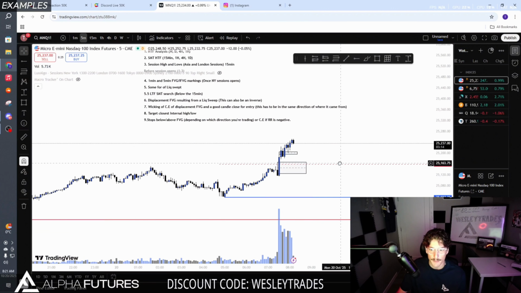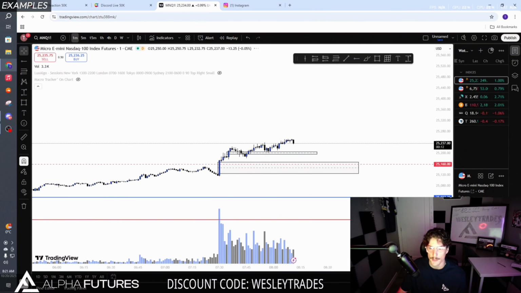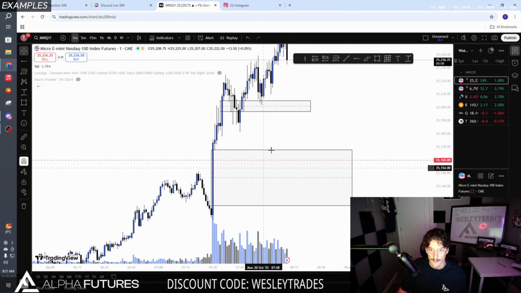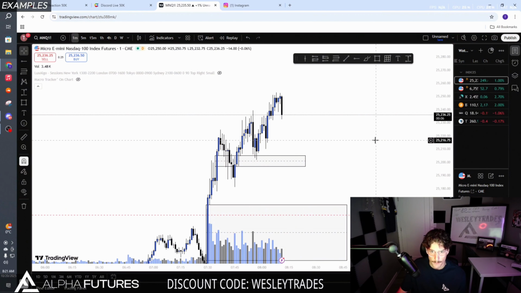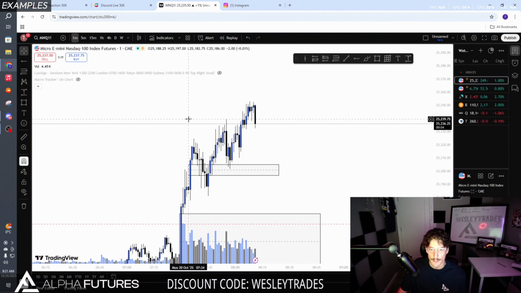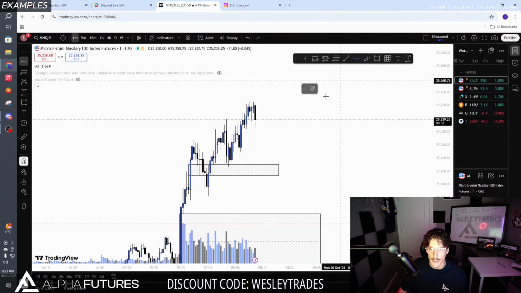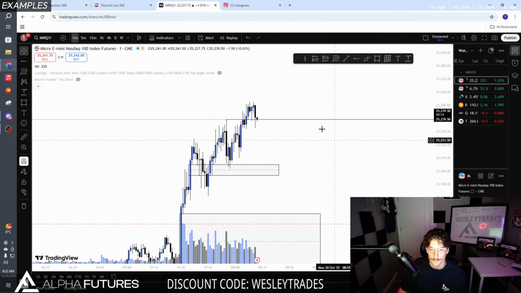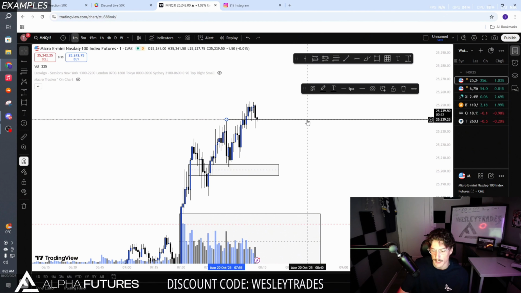Number 5, we're looking for some form of liquidity swept. So today's kind of a poor example because there's not a whole lot happening in New York market right now. But say, for example, here, we sweep this liquidity, right? Say we sweep this liquidity and we make an imbalance to the downside. That's exactly what I want to see, right? Let's see if we do make an imbalance.